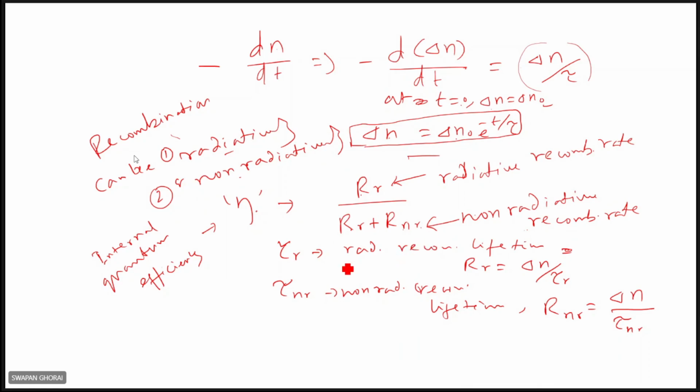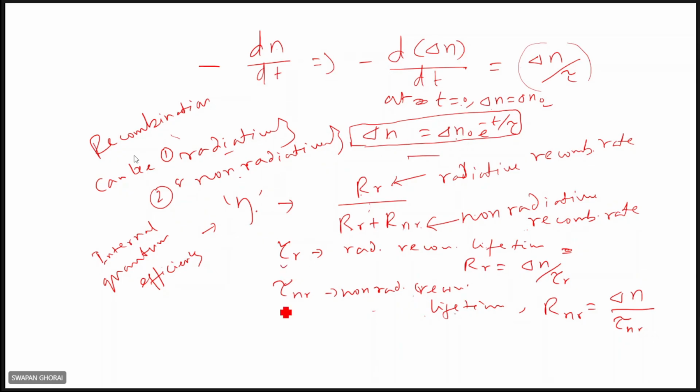Anyway, the denominator indicates the total recombinations, radiative plus non-radiative. Since there are two types of recombination, there will be two types of lifetimes: radiative recombination lifetime and non-radiative recombination lifetime.